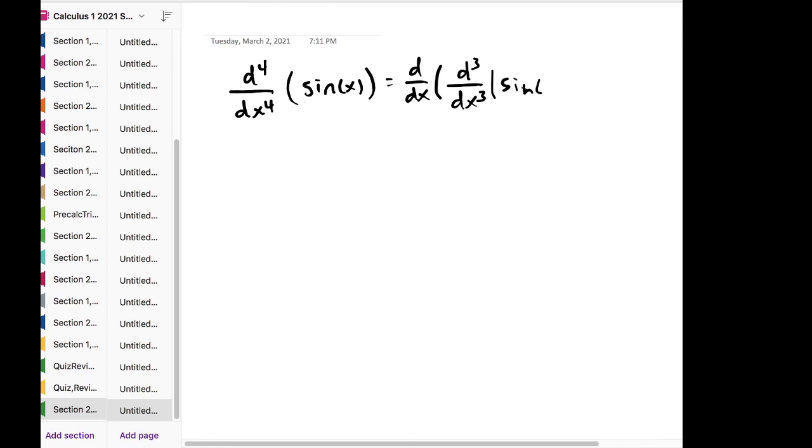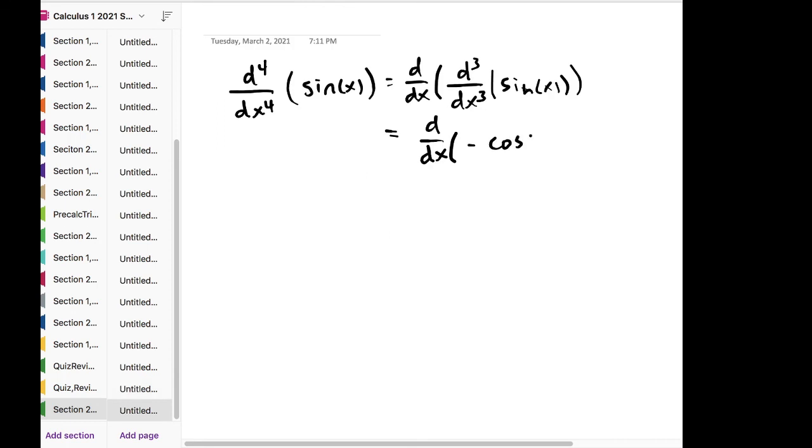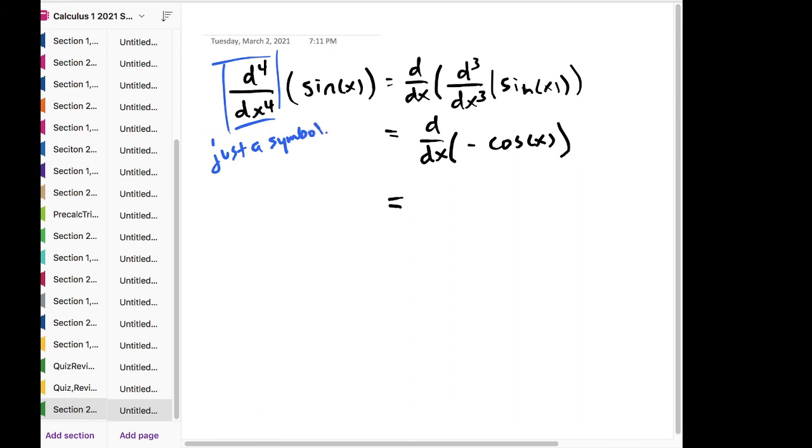So we just found the third derivative of sine. It was negative cosine. So what is the fourth derivative of sine? By the way, this is just a symbol. I just want to make that clear. So you can't cancel the d's out. So just don't try doing that. It's just a symbol, so don't treat it too religiously.